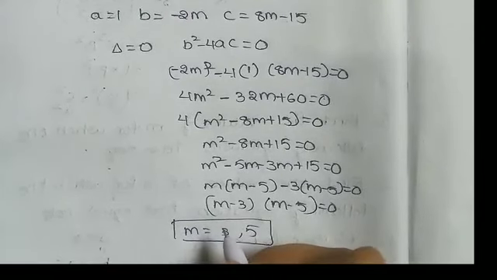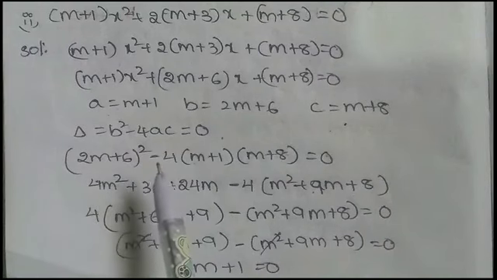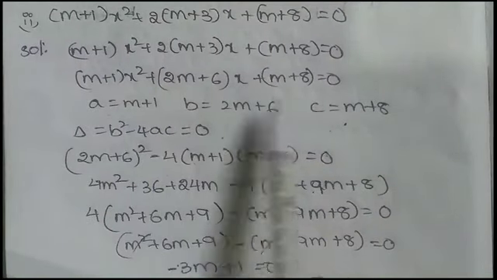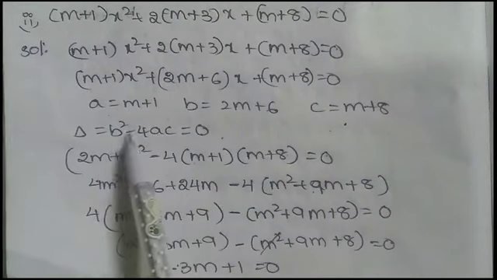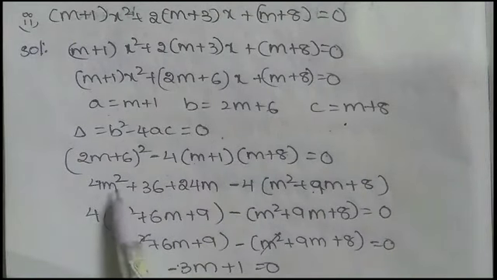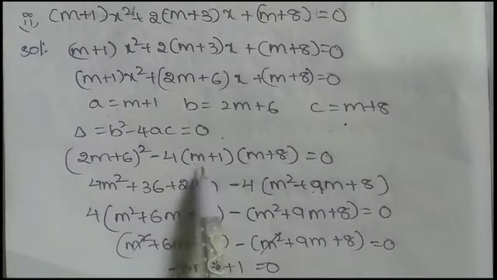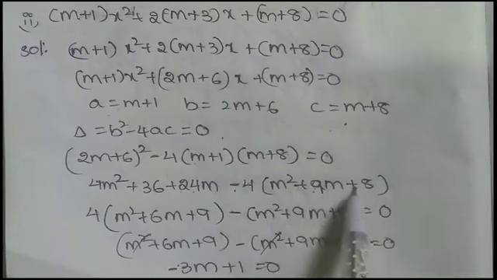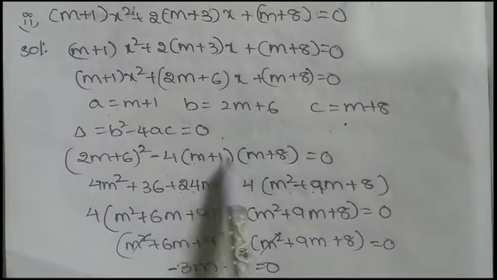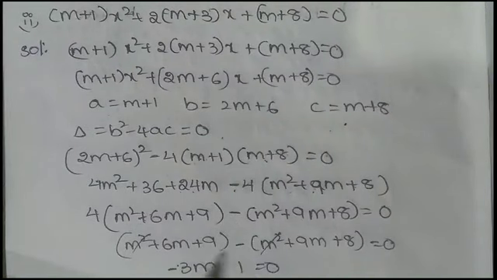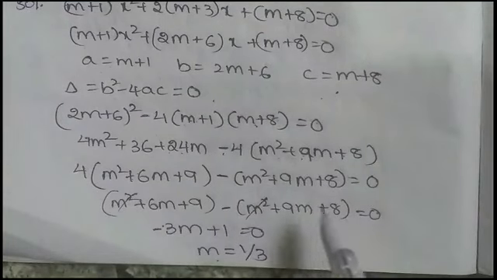Do the remaining problems also. I will show the solutions for each of the problems. This is the solution of the second problem. First of all, we have to write the a, b, c values. They given, they have equal roots. So b square minus 4ac equal to 0. Here we will get 4m square minus 36 plus 24m. Here minus 4 into m square plus 9m plus 8 by multiplying m plus 1 and m plus 8. Here I have taken 4 common. So after that we will get m is equal to 1 by 3. So we have to solve this.